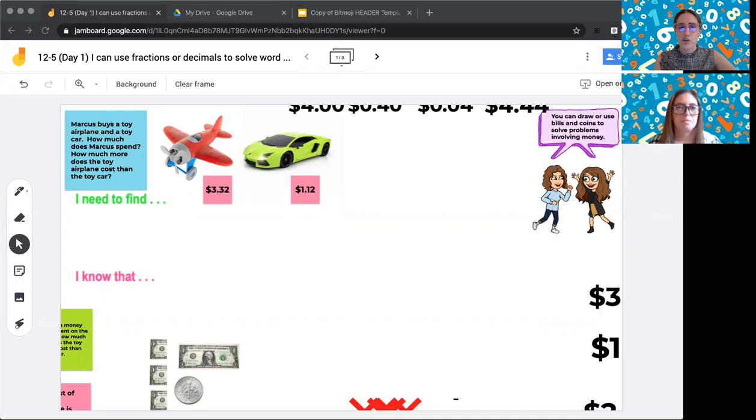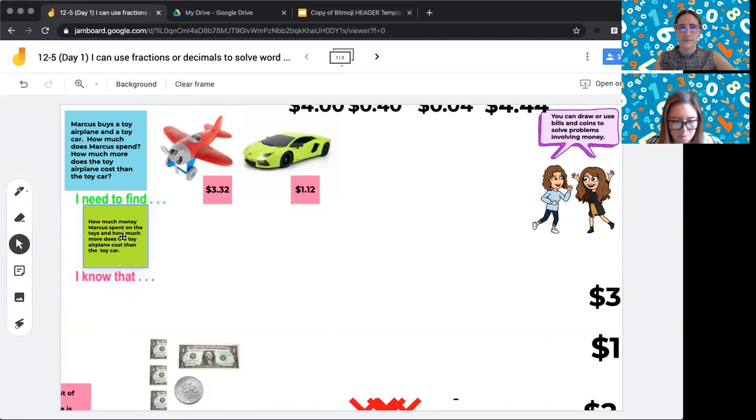Let's start with the visual learning bridge. Marcus buys a toy airplane and a toy car. How much does Marcus spend? How much more does the toy airplane cost than the toy car? So, Ms. Schultz, what do we need to find here? So first I need to find how much Marcus spent, and then I need to find how much more the toy airplane cost than the toy car.